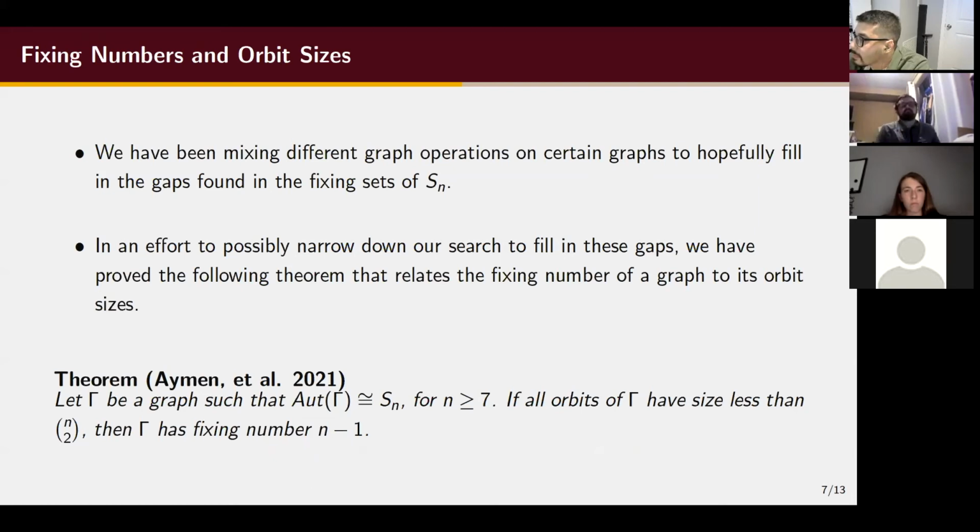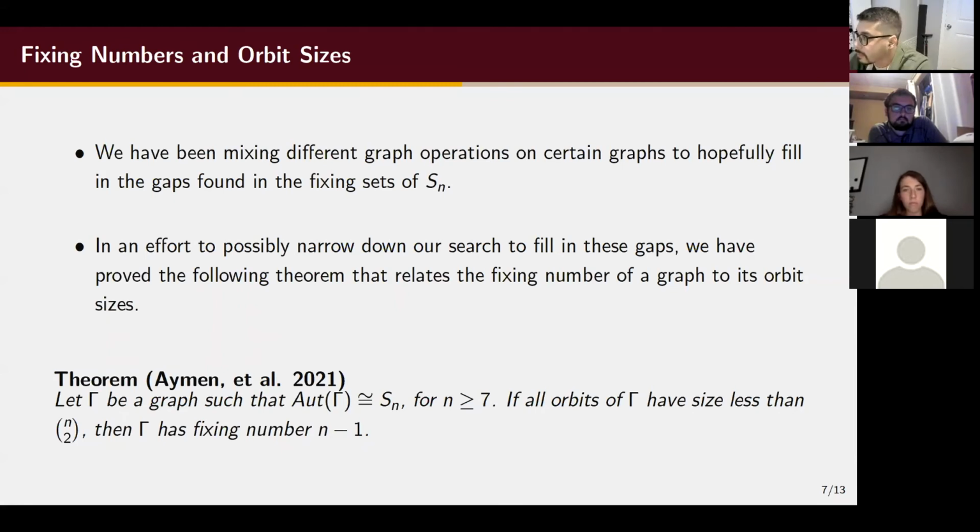But in an effort to narrow down our search to fill in these gaps, we were able to prove the following theorem that relates the fixing number of a graph to its orbit sizes. The theorem that we proved states as follows. It says that if gamma is a graph such that the automorphism group is isomorphic to S_n for n greater than or equal to 7, and if all orbits of gamma have size less than n choose 2, then the fixing number of gamma will be n minus 1.